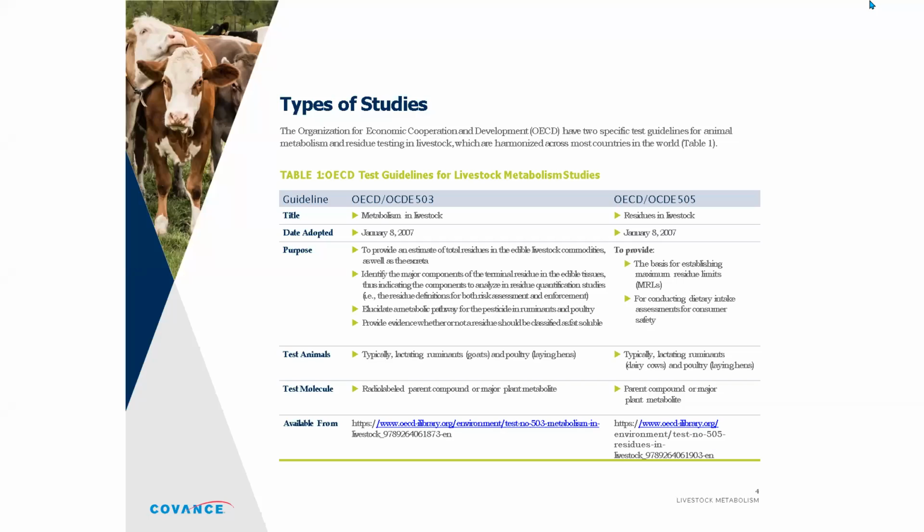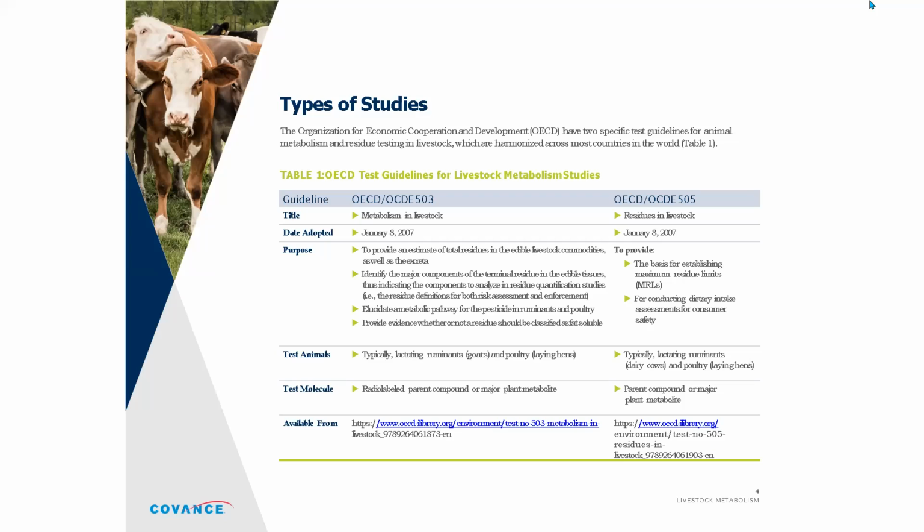So varieties of studies are there. The Organization for Economic Cooperation and Development has two specific test guidelines for animal metabolism and residues testing in livestock, which are harmonized across most countries of the world. That means there are two types of tests, especially OECD 503 and 505. On the left and right side of the window, you can see this. And this is harmonized, meaning it is uniformly accepted in many parts of the world.